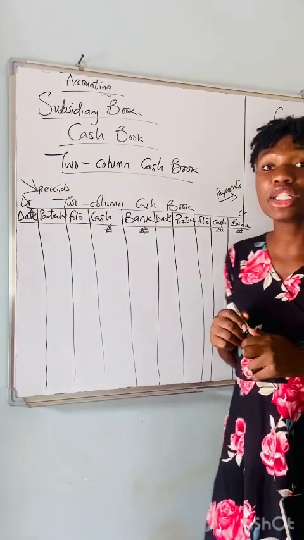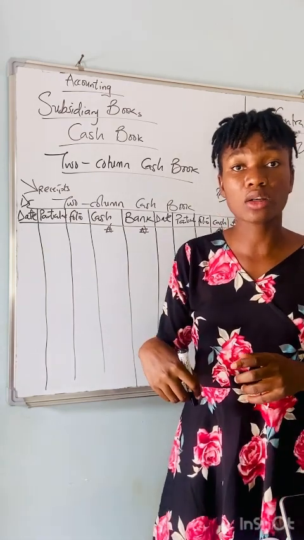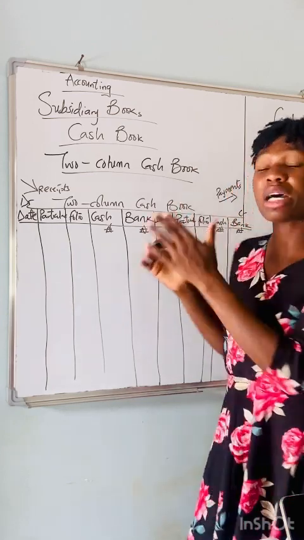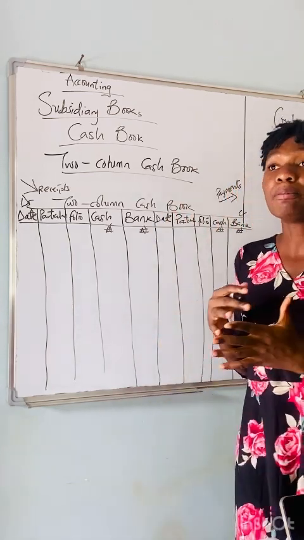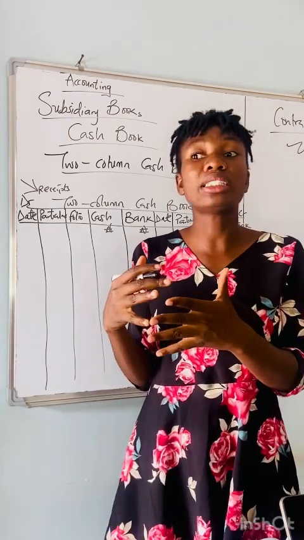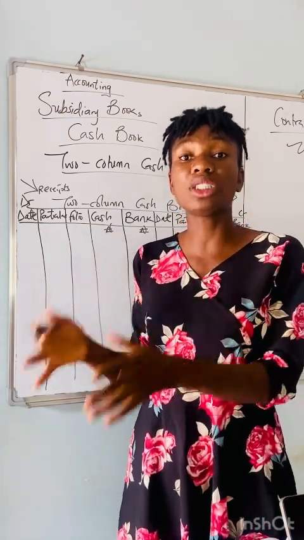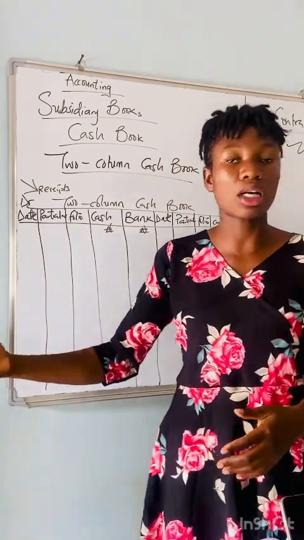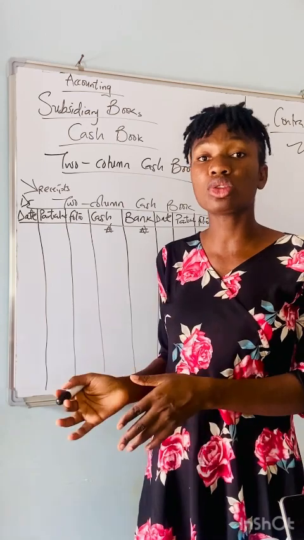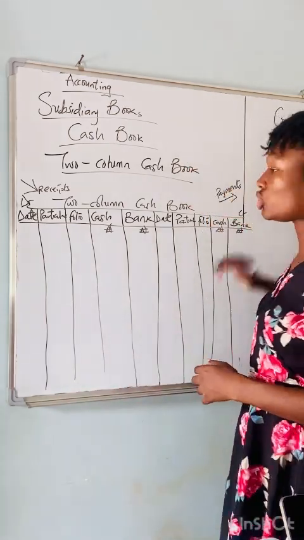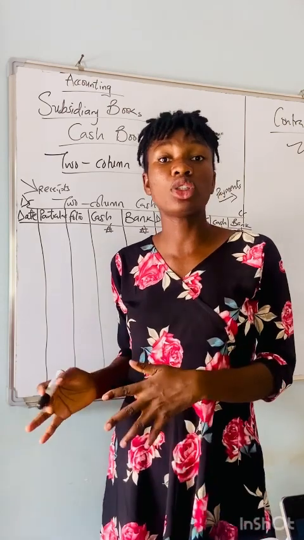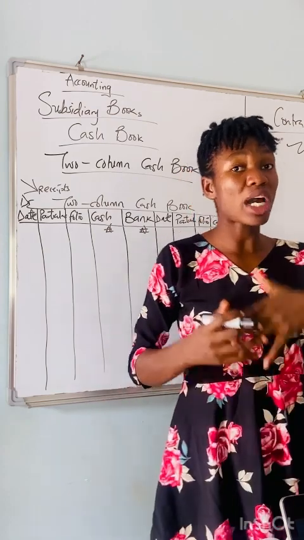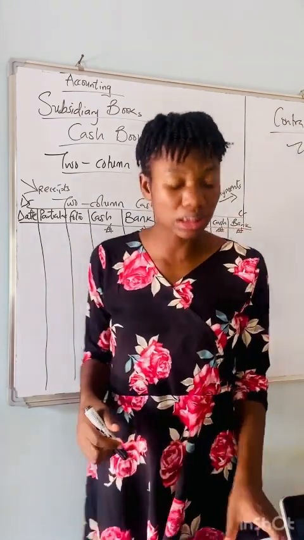So the contra entry will be affecting the cash and the bank. One account will be credited and the other will be debited. Let's assume that the business is withdrawing cash from the bank for business use, then we will be crediting our bank account, because money is leaving the bank account, and debiting our cash because money is coming into the business. So our contra entry is used to show that there is movement of money from the cash to the bank account or from the bank to the cash account. As we see more examples, we'll understand that better.